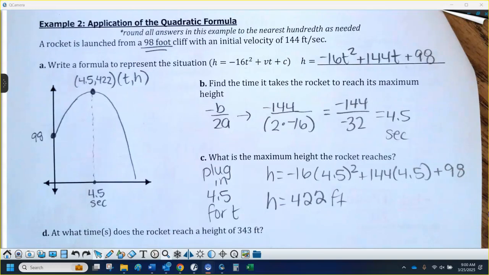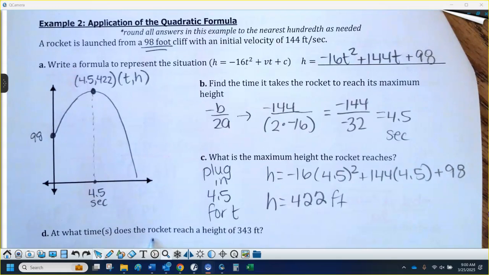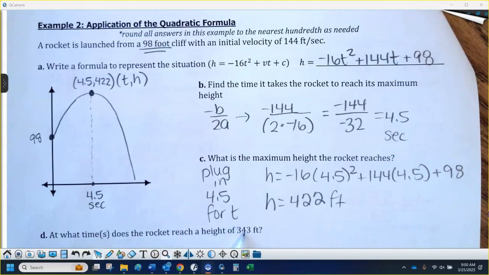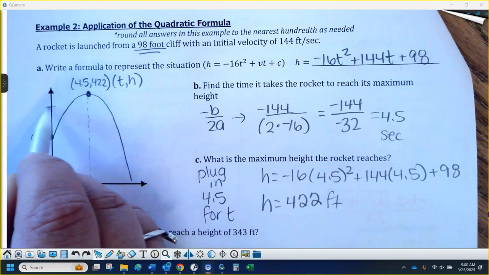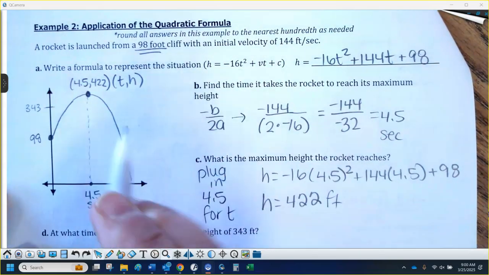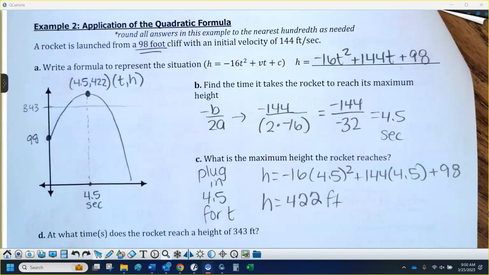Now, this little review. This one says, at what time or times does the rocket hit 343 feet? Pretend I did a better job drawing that, because this is not to scale. Let's just say this is 343. We know it gets up to a height of 422. So I should have 2 places on that graph where that would hit 343. We're going to hit 343 on the way up, but then we would also hit that same height on the way back down.